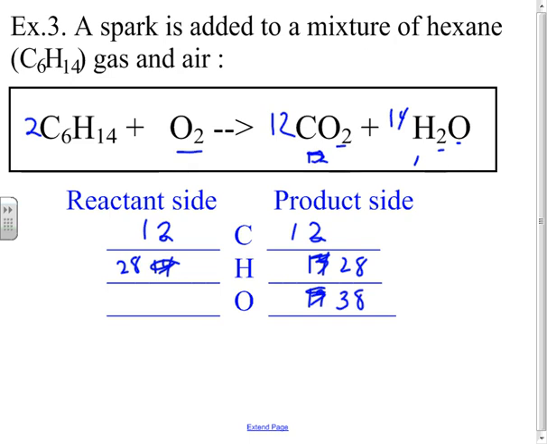12 times 2 is going to give me 24. 14 times 1 gives me 14. 24 and 14 make 38. And now I can put a 19 there because 19 times 2 is 38. And now we have the same kinds and numbers of atoms on both sides. That happens a lot with combustion reactions where you run into that odd-even problem, and that's just something to generally watch out for in all balancing equations.